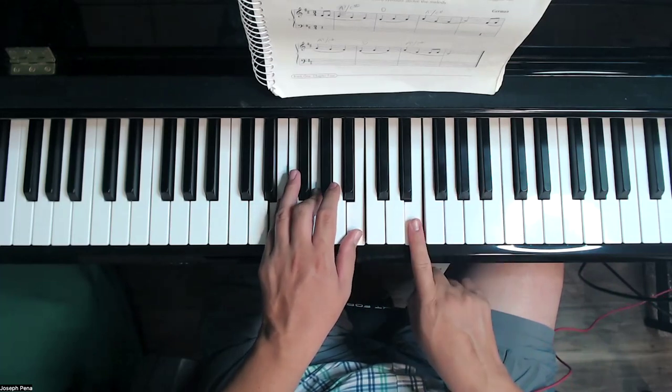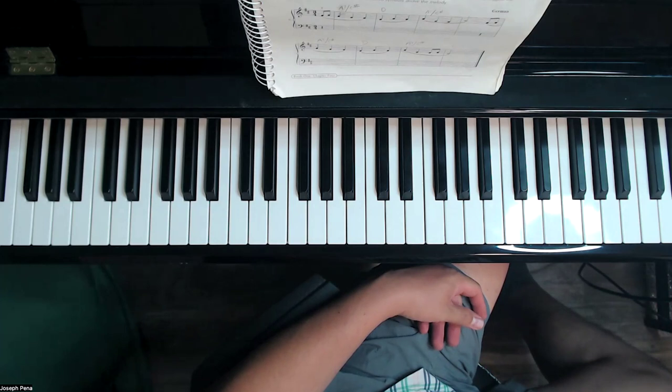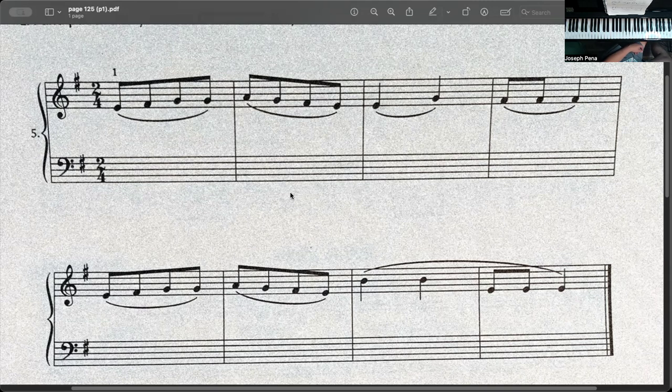Make sure you have that legato for the last 2 measures in the right hand. Okay, so we've come up with our melody, and now let's go ahead and talk about how we're going to notate this. So we have here a very grainy kind of scan of page number 125.